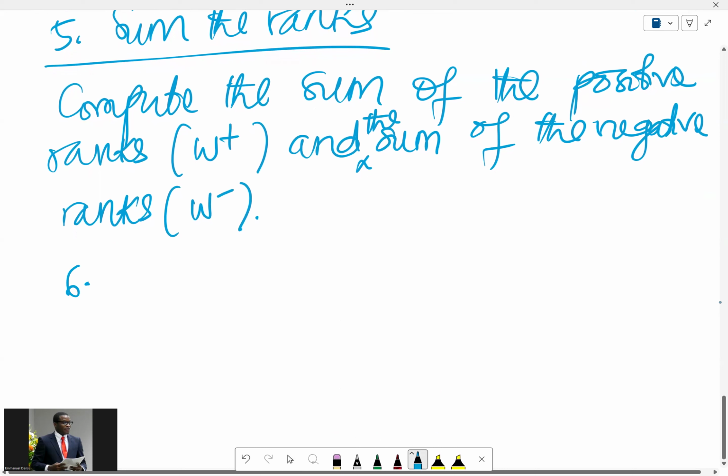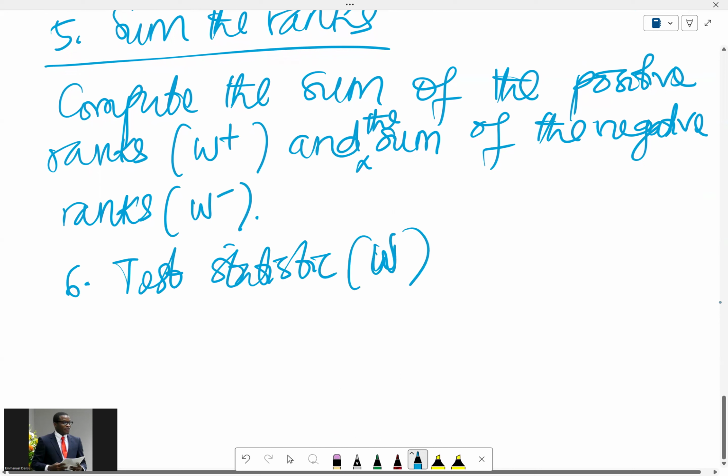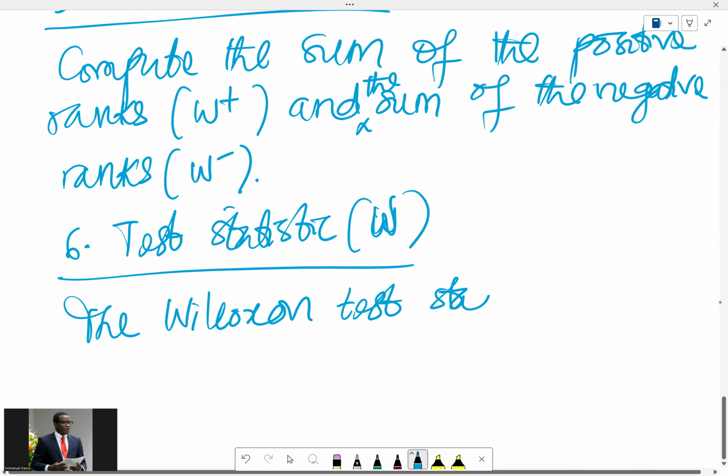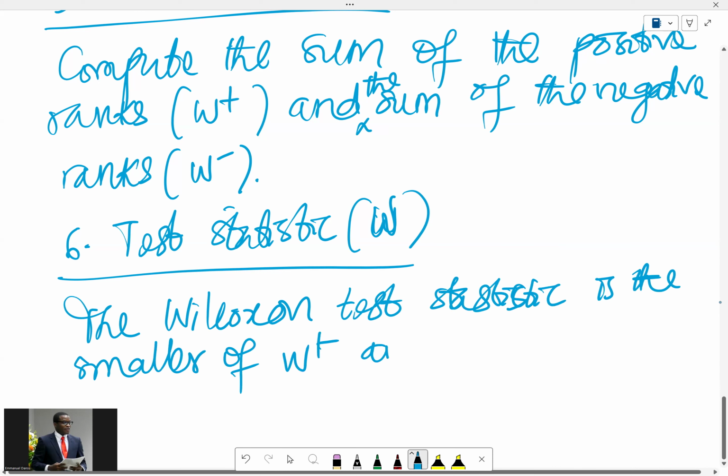Okay. Then point 6 is get the test statistic, which is W. You can call that the W statistic or W test statistic. So the Wilcoxon test statistic is the smaller of W plus and W minus, whichever is smaller between the two.